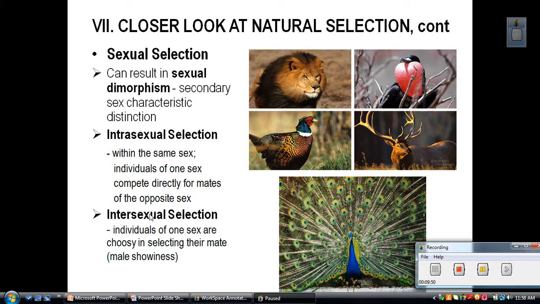So that's different than intersexual selection, where individuals of one sex are choosy in selecting their mate. Like in peacocks, and several other bird types as well, the female is looking at the male's display before she selects her mate. So that's intersexual versus intrasexual. A little bit different there.